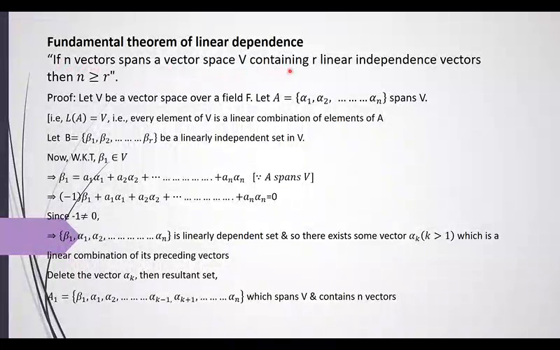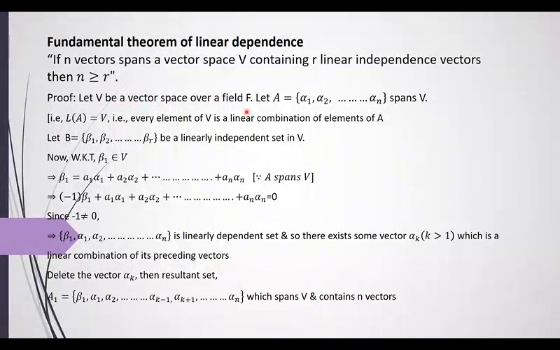If n vectors span a vector space V containing r linearly independent vectors, then n is greater than or equal to r. That means if the vector space V contains n spanning vectors and r linearly independent vectors, then always n is greater than or equal to r.